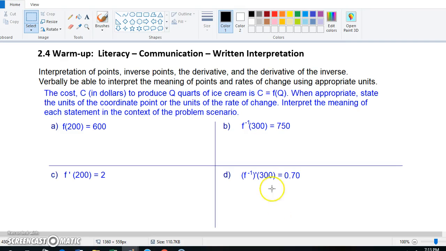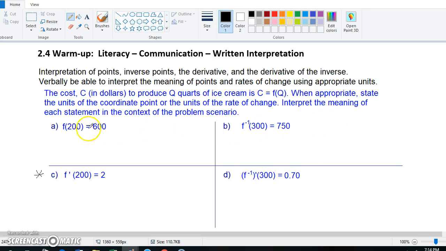In class on Friday, we took a look at another literacy question. Guaranteed, you will always see some type of literacy question on the AP Calculus exam. So first thing I'd like you to think about after you read the prompt: the cost in dollars to produce Q quarts of ice cream is our function. When appropriate, state the units of the coordinate point or the units of the rate of change.